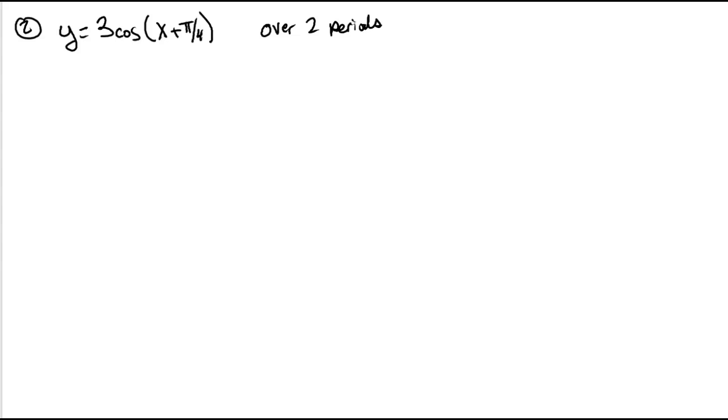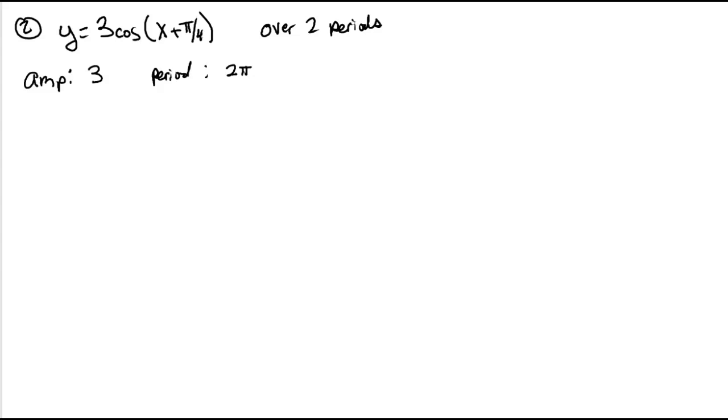Okay, 2 periods worth. Go ahead, pause it, try figuring out what the amplitude and period is. And then if not, you can, again, watch the video. So our amplitude this time is a 3. Our period, again, our length, is still going to be 2 pi because our b value is 1.